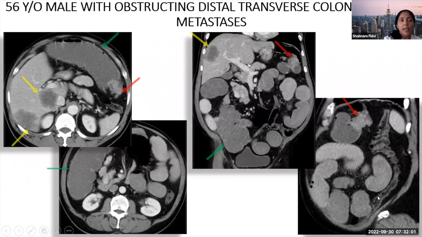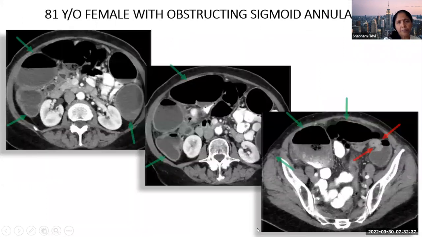A relatively young male, 56 years old, presenting to our emergency room with acute abdominal pain. In this case, the axial, coronal, and sagittal images show the obstructing cancer at the level of the distal transverse colon, shown by the red arrows. He has significant dilatation of the colon proximal to this, which is fluid-filled, therefore consistent with a malignant large bowel obstruction. And the yellow arrows show that he also has hepatic metastatic disease at the time of presentation.